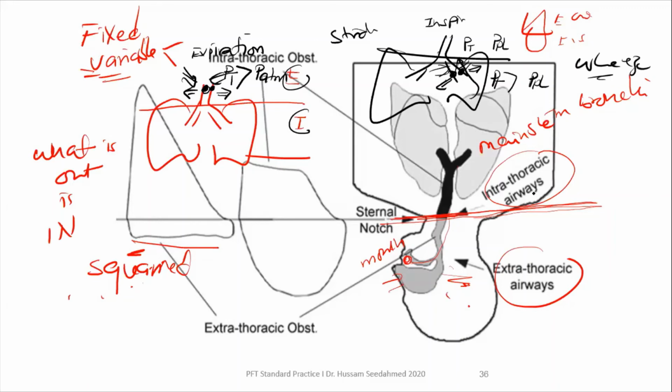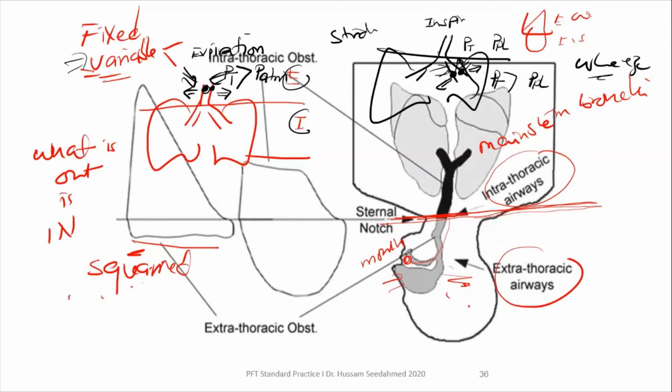So intrathoracic airway obstruction will produce wheeze, which is during expiration, whereas extrathoracic airway obstruction will produce stridor, which is during inspiration. So this is one of the benefits of the flow volume loop: it can detect upper airway obstruction. We learned what the upper airway is, how we divide it into extrathoracic and intrathoracic, and whether it is variable or fixed. We called them variable because they vary with the phase of breathing.